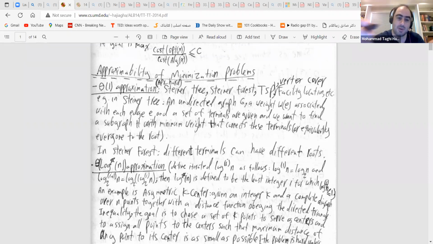Interestingly, for minimization problems, these are the different classes that we know so far. There are many more classes for minimization compared to maximization. So one class is where, of course, sometimes C, the approximation, is equal to 1. In this case, it essentially means that the problem is polynomially solvable.